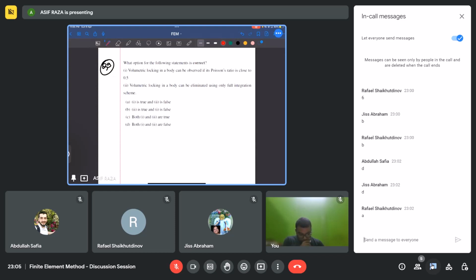The question says, which option for the following statements is correct? First statement, volumetric locking in a body can be observed if its Poisson's ratio is close to 0.5. Second statement is volumetric locking in a body can be eliminated using only full integration scheme. So options are, first statement is true but second is false. Second option is second is true but first is false. Third option is both are true, while fourth option says both are false.